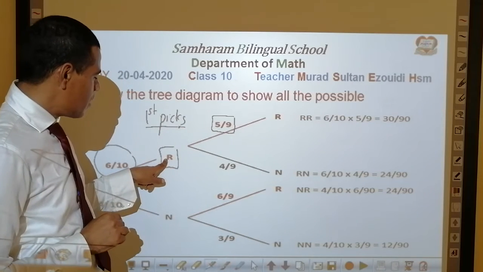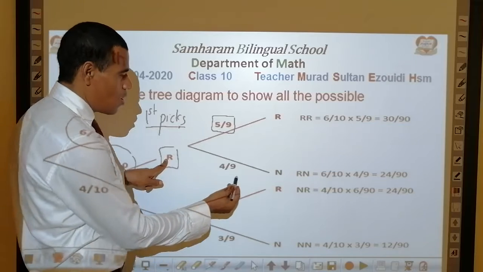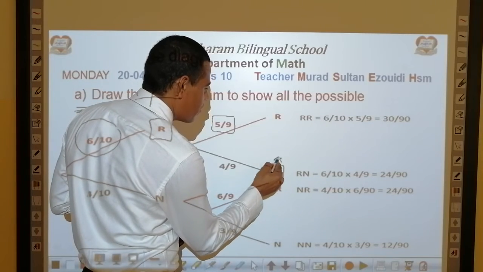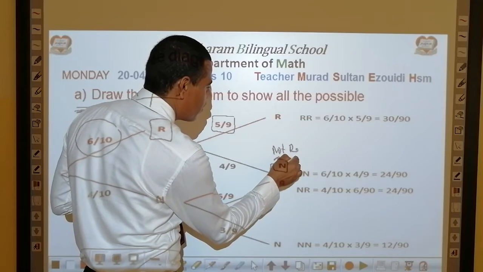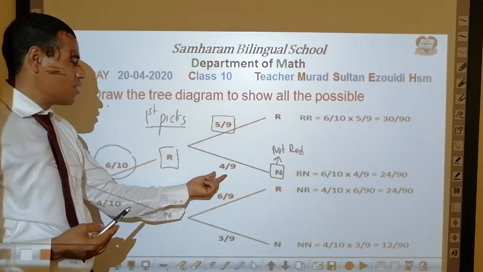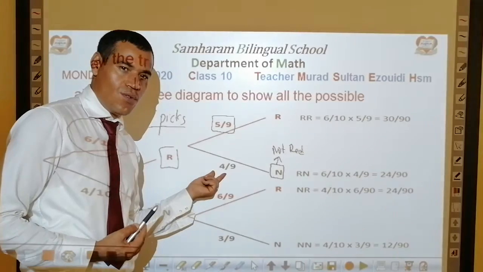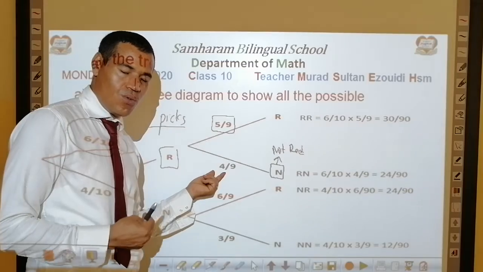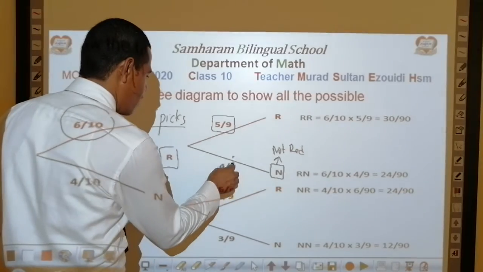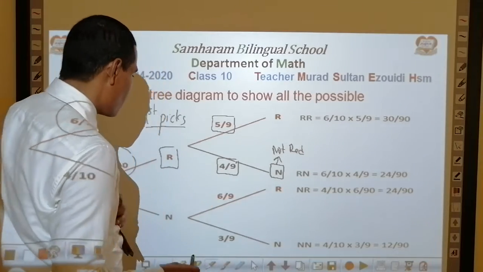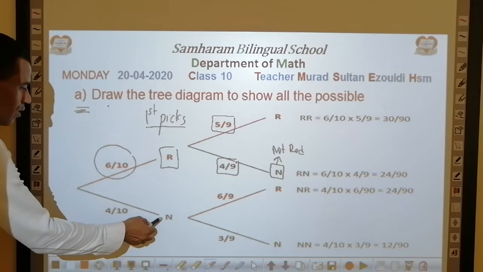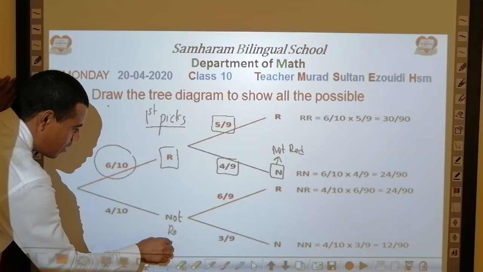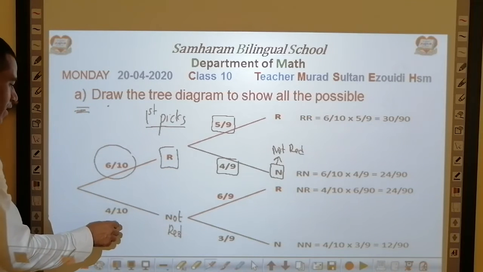If I pick, let's say, a red card, now I will pick not red. N means not red. Okay? How many cards are not red? 4. But we selected 1 red card, so the total should be reduced by 1. It will be 9. So 4 over 9. Then to get now not red, it is 4 over 10.